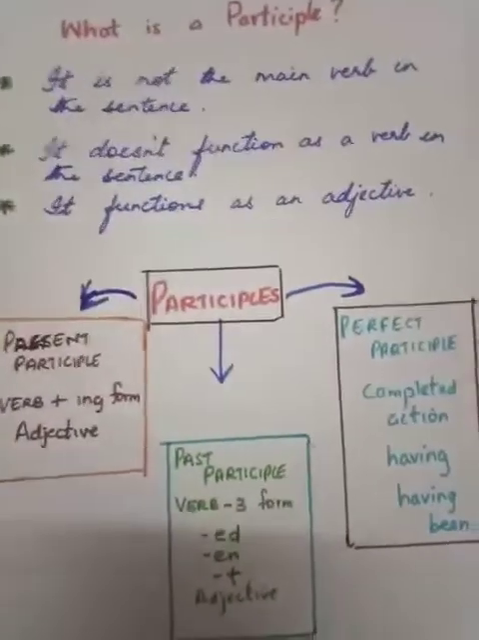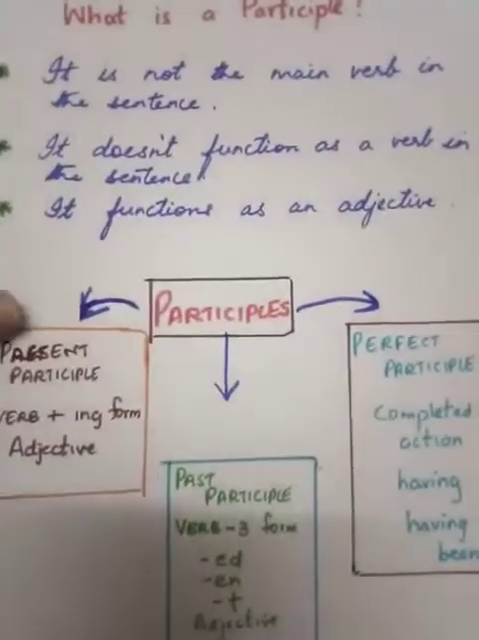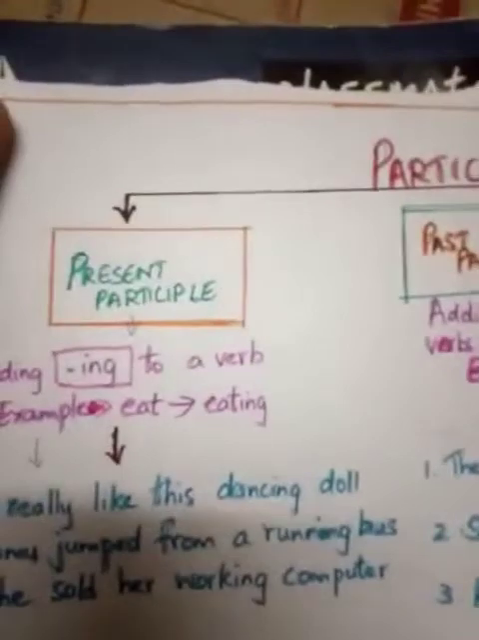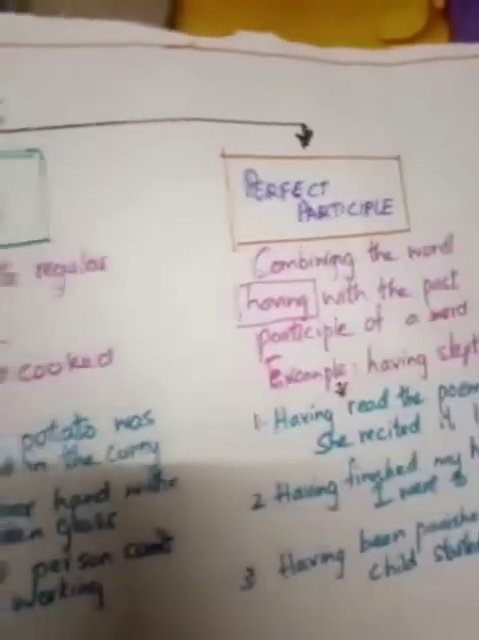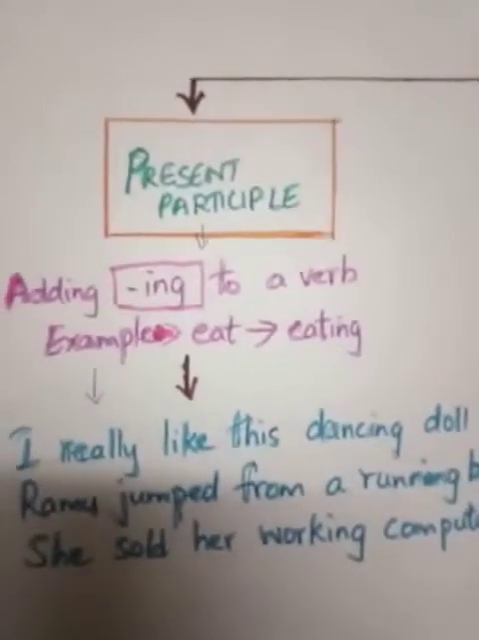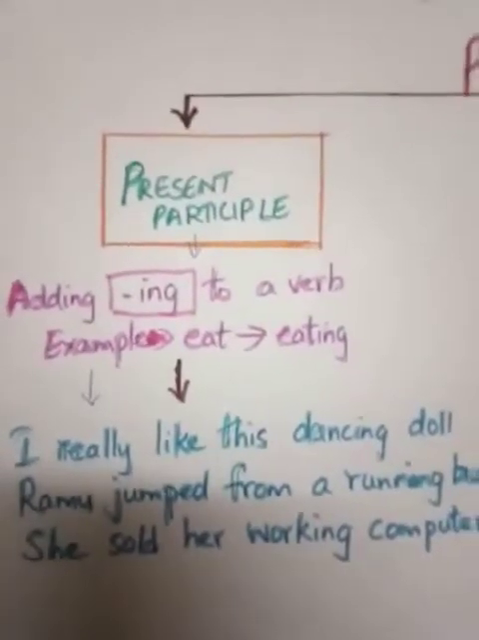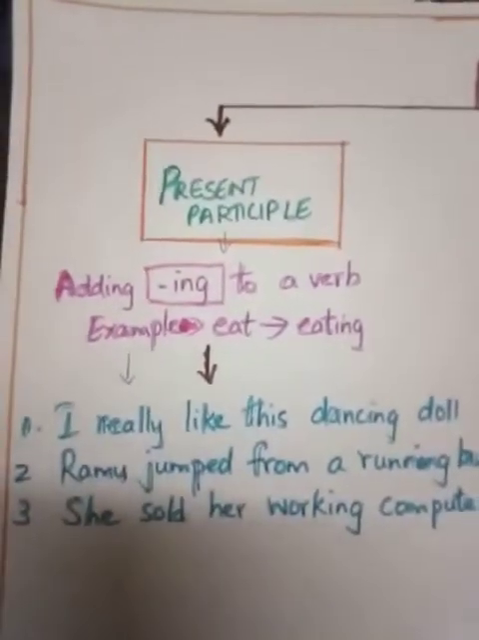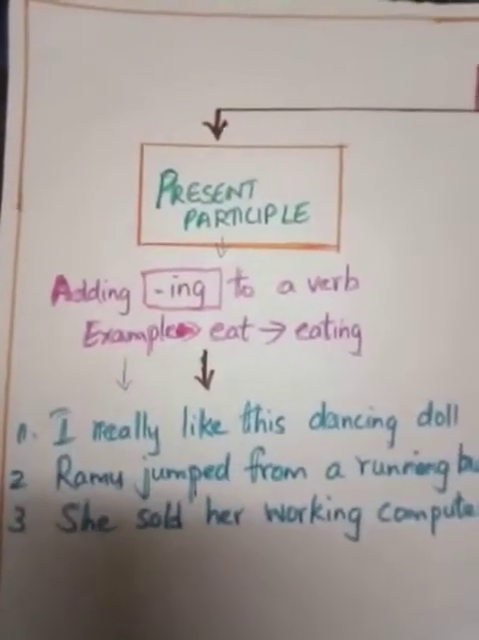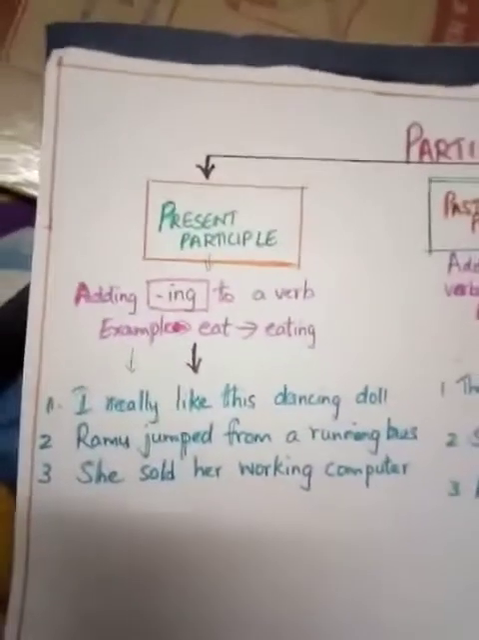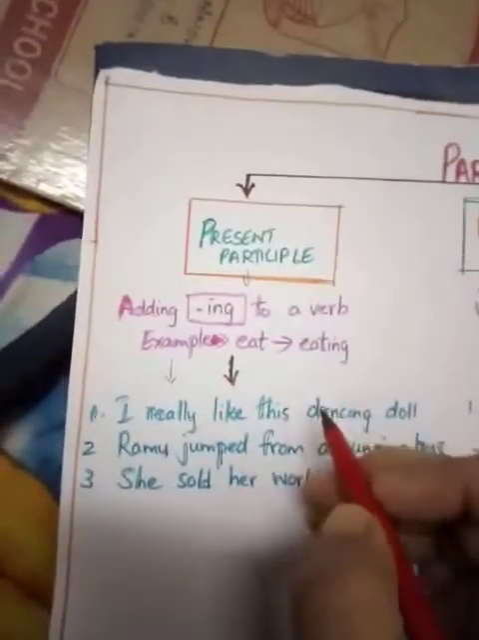So let us see some more examples of participles. Now you have here, girls, the participles, the present, the past and the perfect. Now you see the present participle, adding ing to a verb. Example, eat, eating. I really like this dancing doll. Now the present participle is dancing in this sentence. So you see that dancing is the present participle.